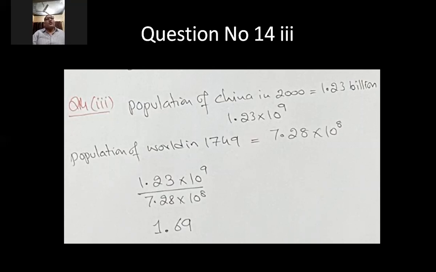Okay, so we will divide the population of China, that's 1.23 × 10^9, by 7.28 × 10^8. So in your calculator, you will enter 1.23 × 10^9 divided by 7.28 × 10^8. So the final answer will be 1.69.